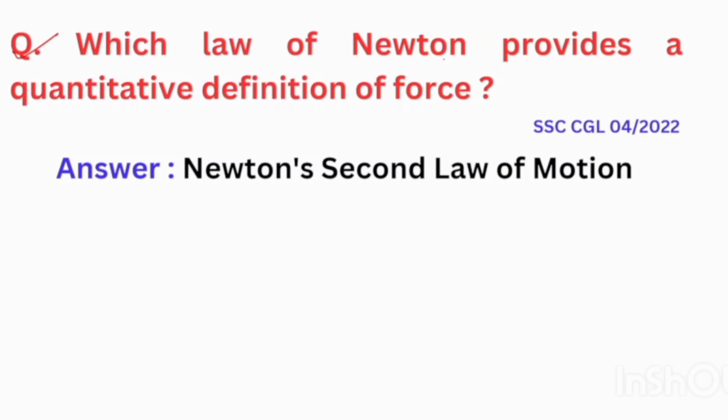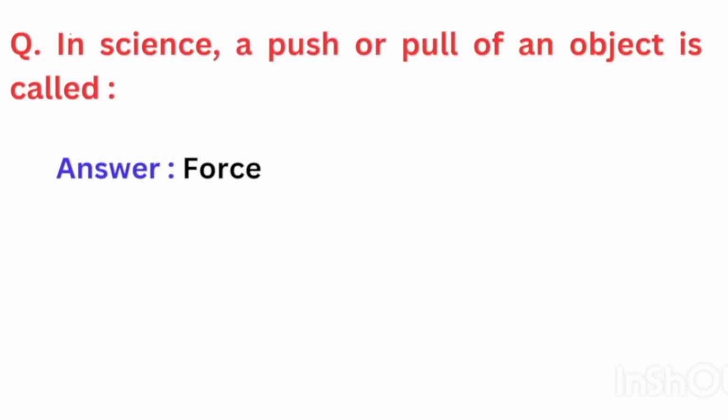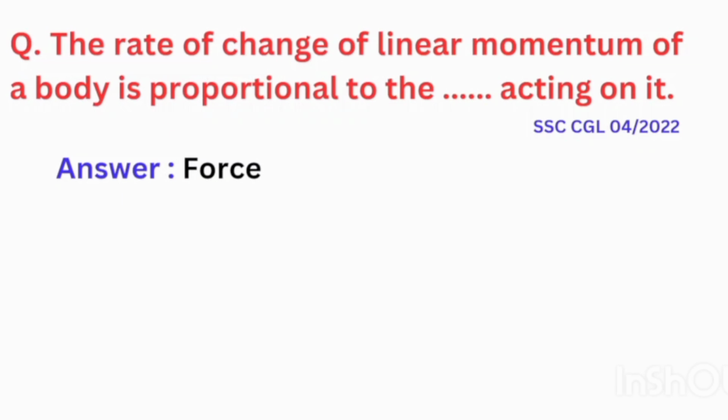Which law of Newton provides a quantitative definition of force? So Newton's second law of motion gives the definition of force. In science, a push or pull of an object is called force. Next is, the rate of change of linear momentum of a body is proportional to the dash acting on it. Answer is force. According to Newton's second law of motion, rate of change of linear momentum of any body is directly proportional to the force acting on it.